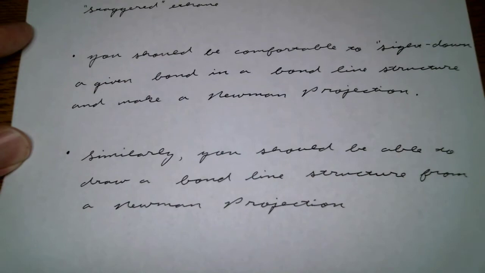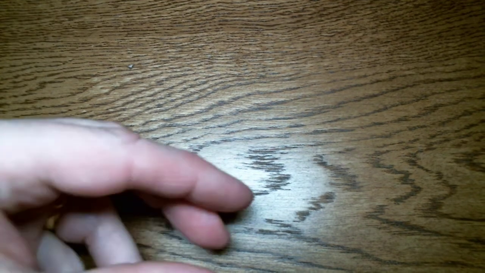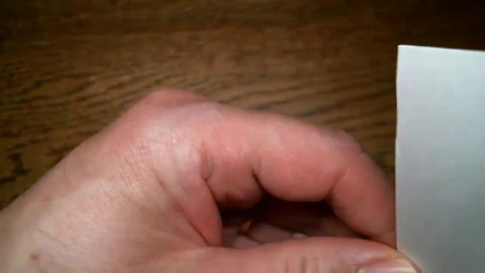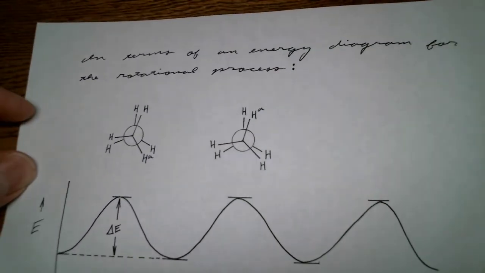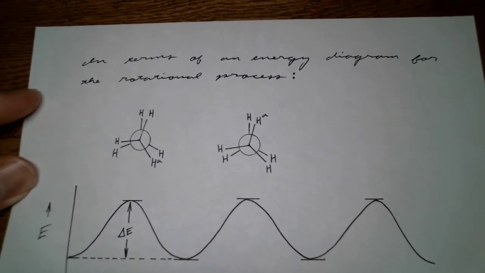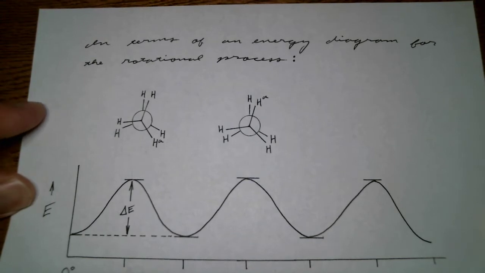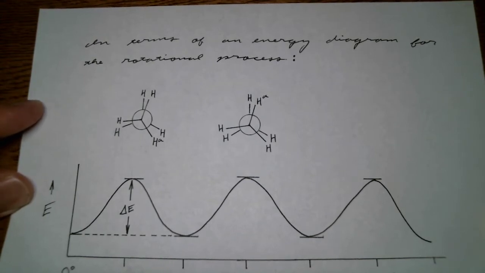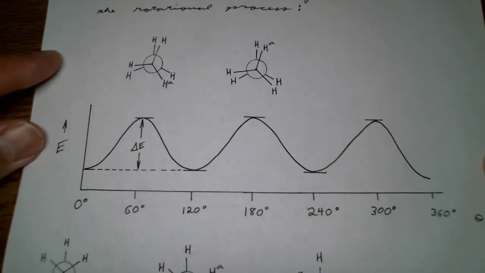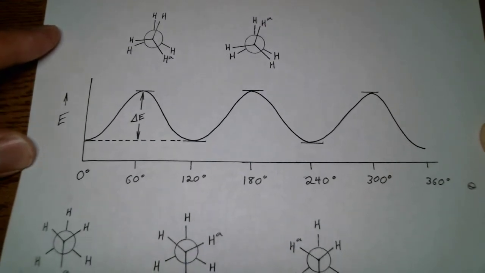So the last idea for this particular class time has to do with what an energy versus rotation diagram would look like for the process of staggered ethane converting to the eclipsed form. Because if you're a carbon-carbon single bond and you're not constrained in a ring, you can freely rotate. So what does that process look like?